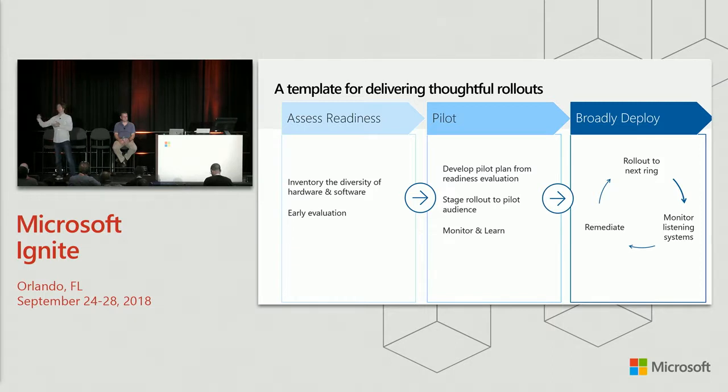And last, once you get past those phases, you're moving into this broad deployment, which is just an always running thing, where you have rings that you're moving updates through, you're monitoring. If things go wrong, you're remediating. You have some sort of connection to help desk and whatnot. And so these 3 phases, going from assessing readiness into pilot and into broad deployment, is the template as a whole.